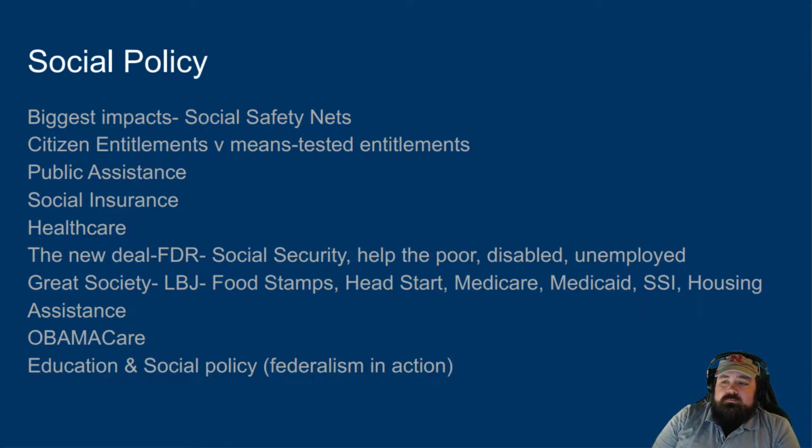Some good examples of means-tested entitlement: Social Security, where you either have to have a disability or be of a certain age. Medicare and Medicaid, again, are either financial or age-based entitlements. Public housing, food assistance. Most of our social policy is brought through these means-tested entitlements.